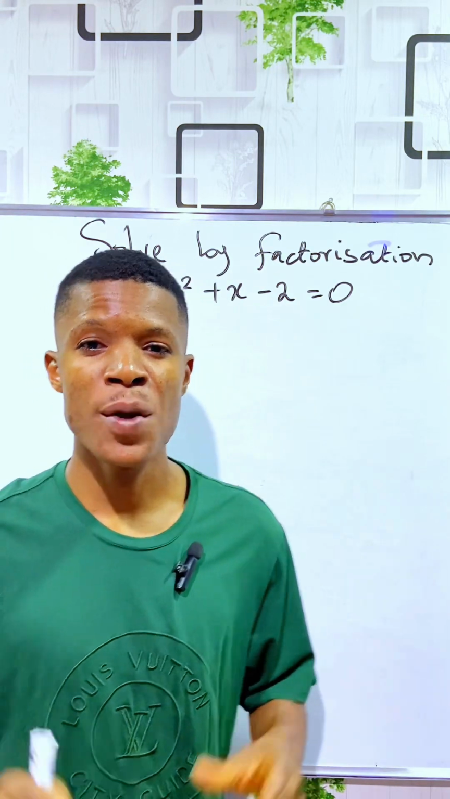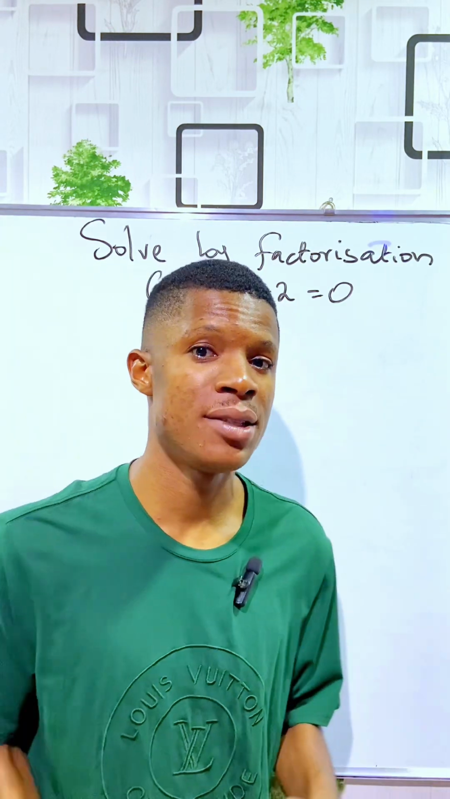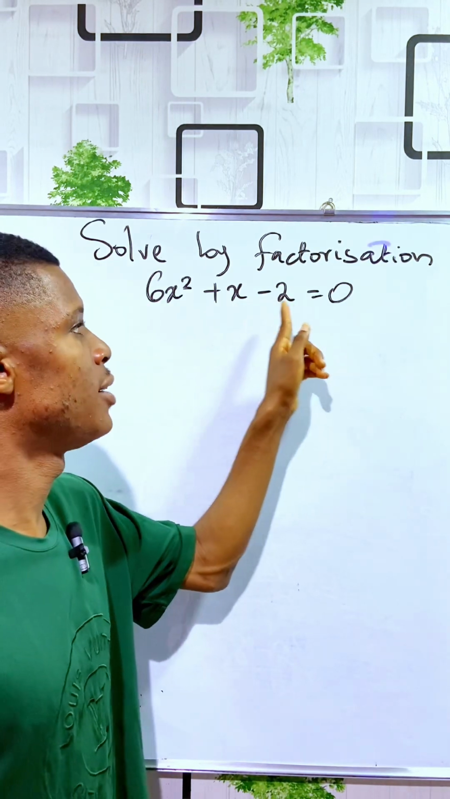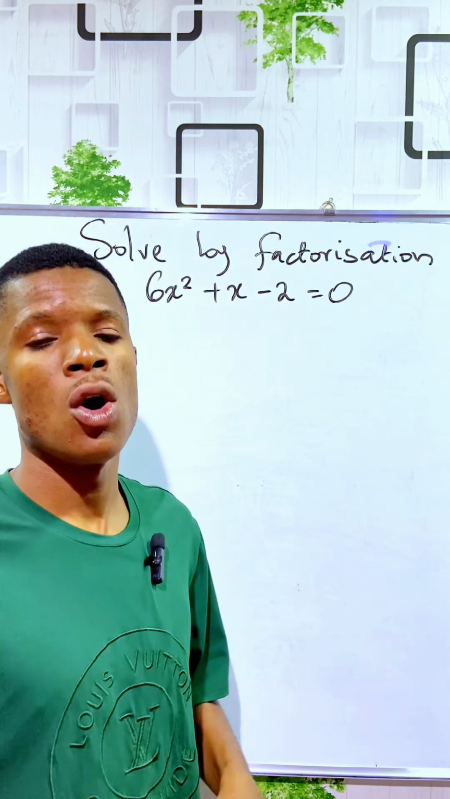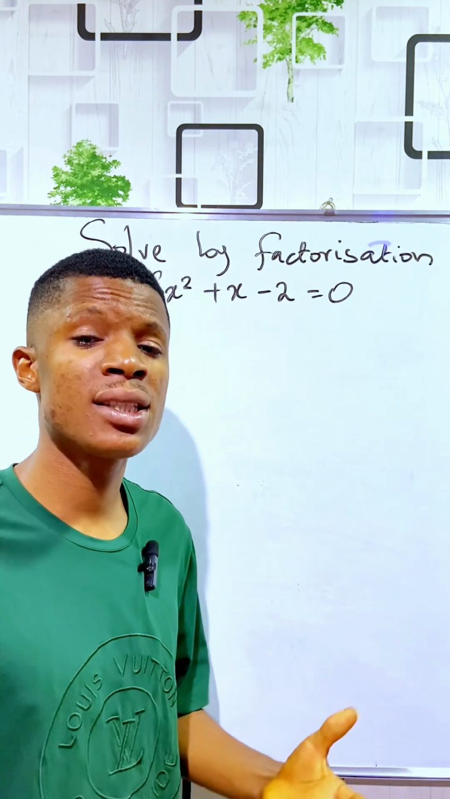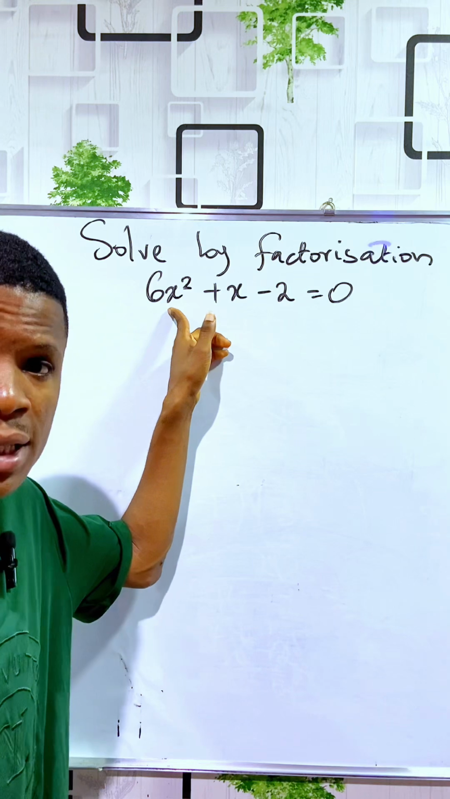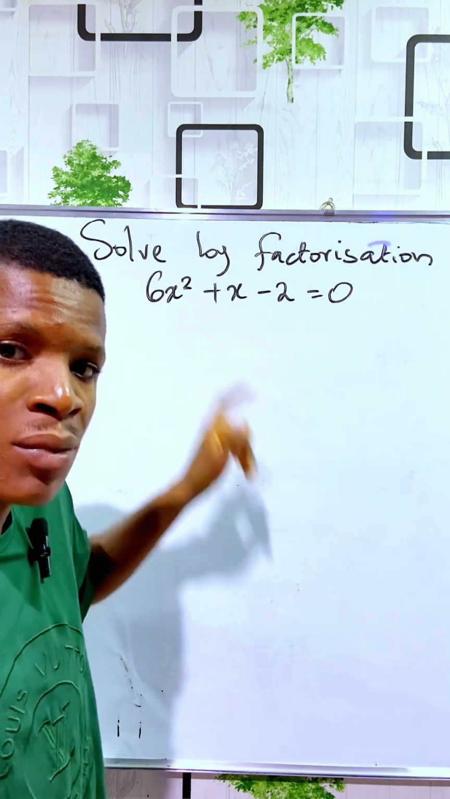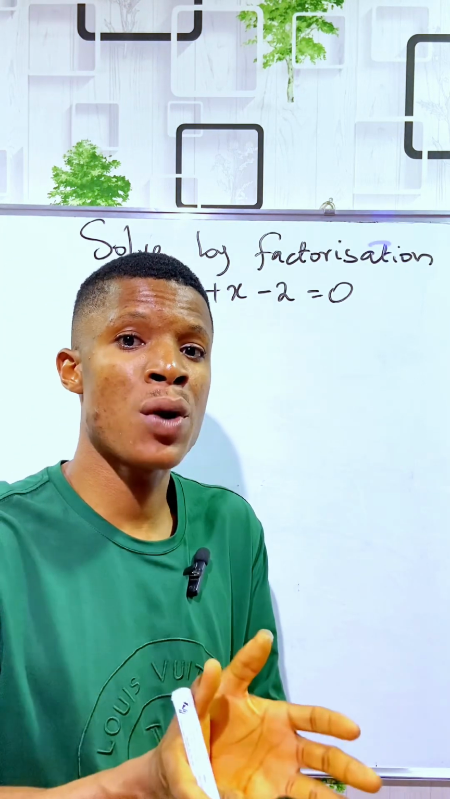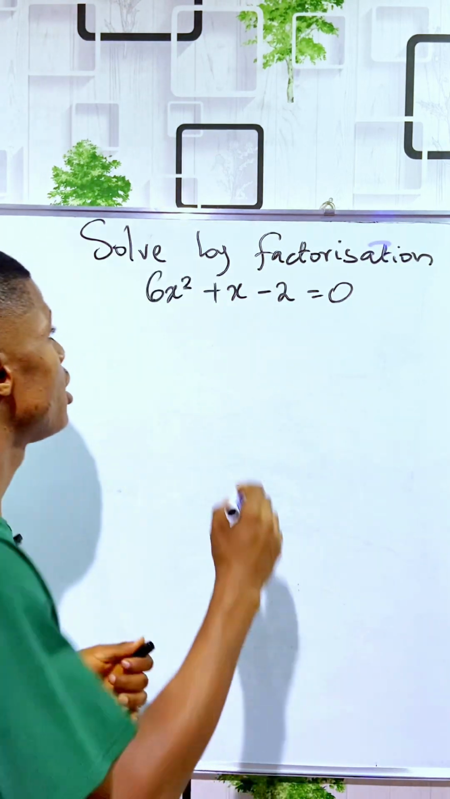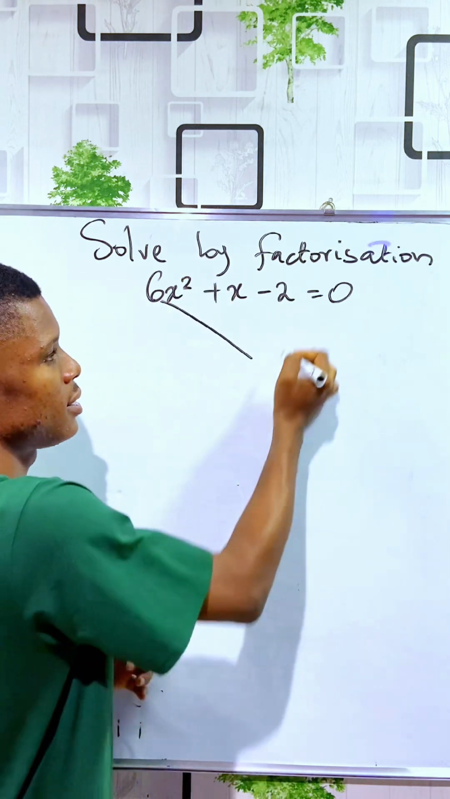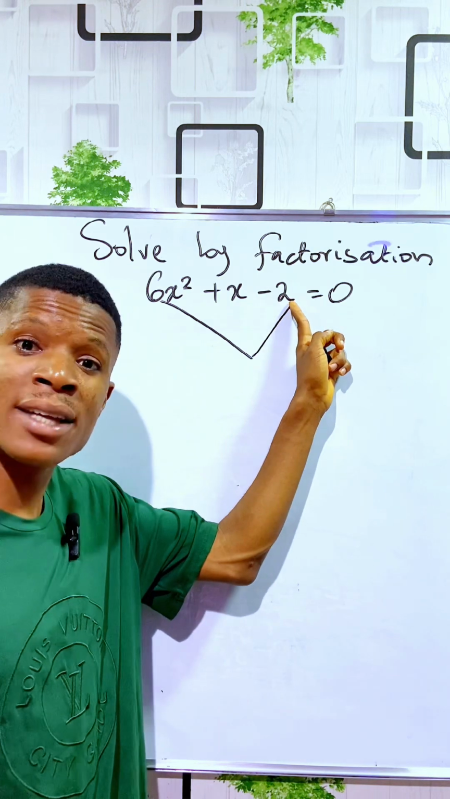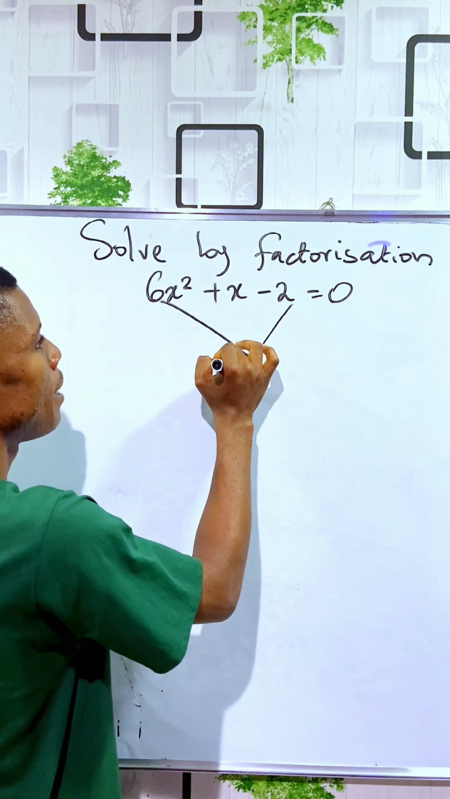In this video, we are told to solve by factorization 6x squared plus x minus 2 is equal to 0. To do this, you understand that the leading coefficient, x squared, has a coefficient of 6. So all you have to do in factorizing this type of quadratic is to multiply the coefficient 6 to the last term. When you multiply 6 to the last term minus 2, you get minus 12.